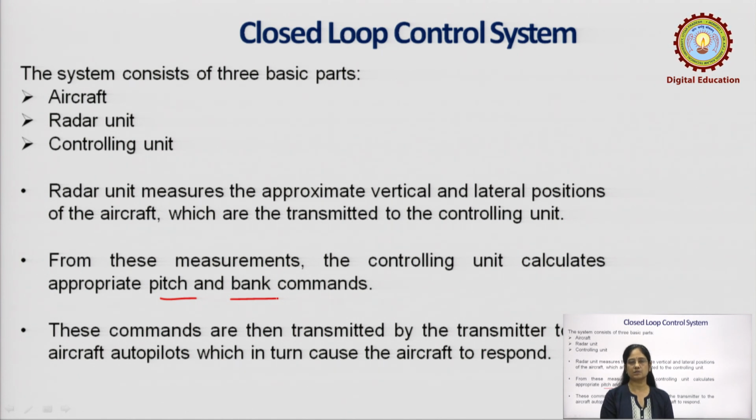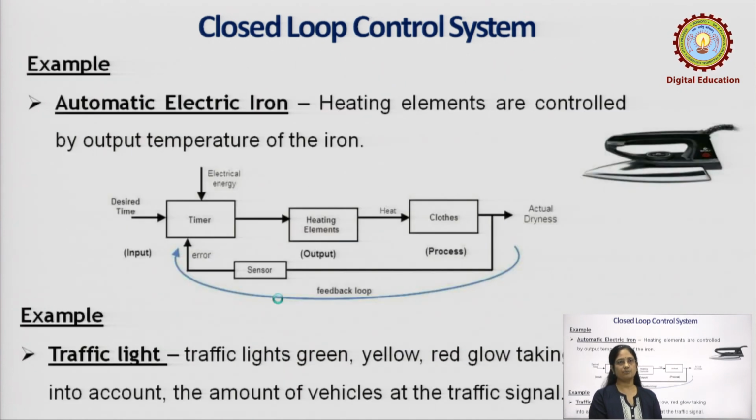So, this system is now a closed loop control system, because the output is fed back to the aircraft. Now, another example is an automatic electric iron, where for the drying of clothes, if the clothes are not dried, that is sensed back, and the heating elements are heated for more time, so that the clothes dry. Such a system falls under the category of closed loop control system.